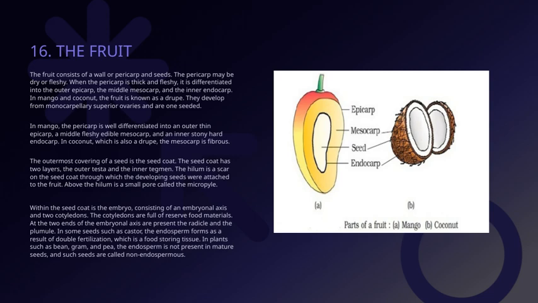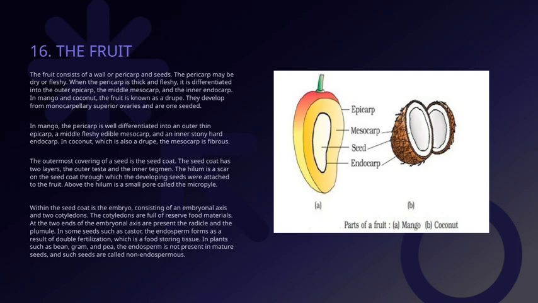Now let's talk about the outer covering of the seed coat. It has two layers, the outer testa and the inner tegmen. The hilum is a scar on the seed coat that marks the point where the seed was attached to the fruit during development. Just above the hilum, you'll notice a small pore called the micropyle, which plays a role in water entry during germination. Moving on to some fruit examples, in mango, the pericarp is well differentiated into three parts: the outer thin epicarp, the middle fleshy and edible mesocarp, and the inner hard endocarp. In coconut, which is also a drupe, the mesocarp becomes fibrous, giving it that distinctive husk.